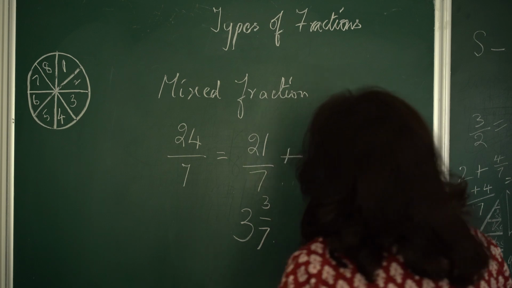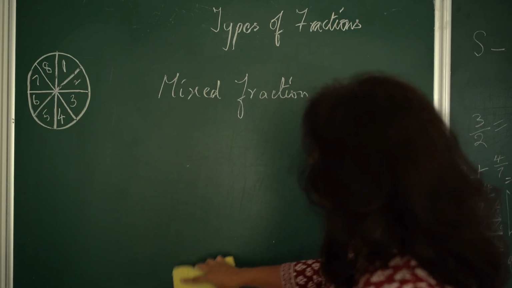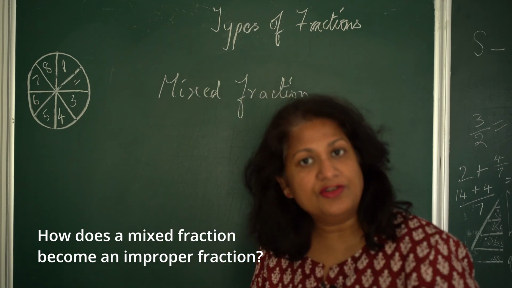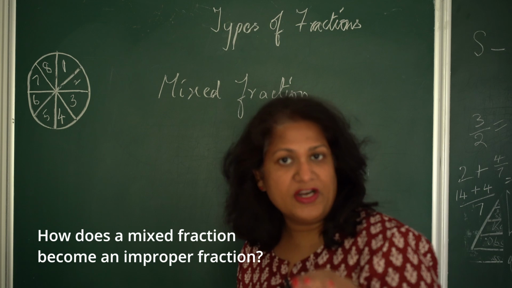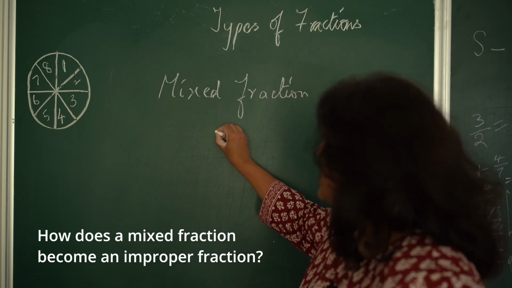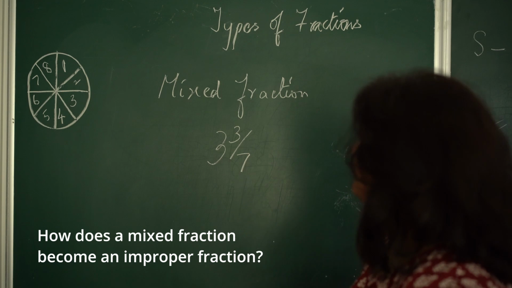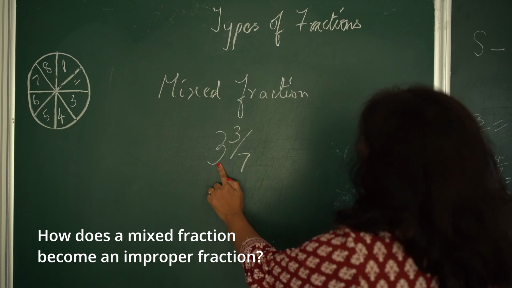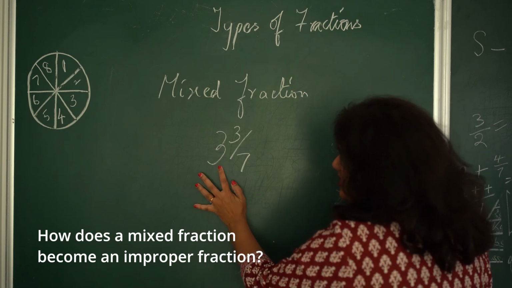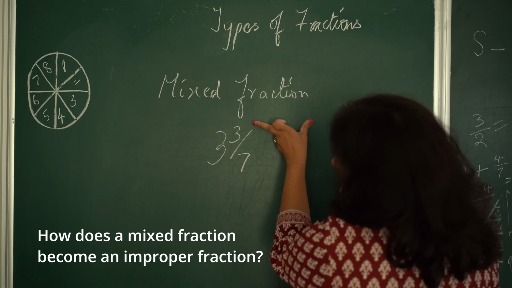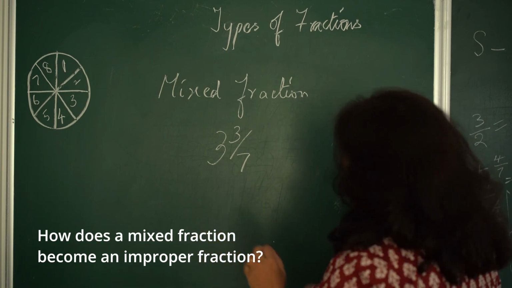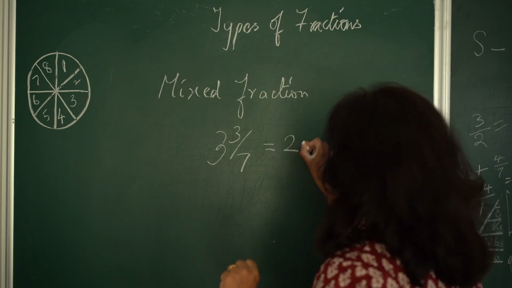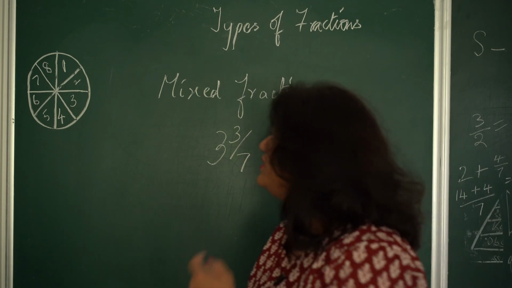So, now let's look at it this way. From a mixed fraction, how do I convert it into an improper fraction? It goes like this. Let's say I have 3 and 3/7, right? 7 multiplied by this big number 3 will give you 21. This 21 plus this 3 on the top will give me 24. So if I convert it into an improper fraction, it will be 24 by 7. These are the types of fraction.